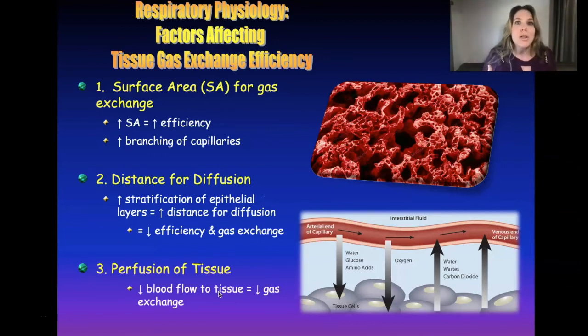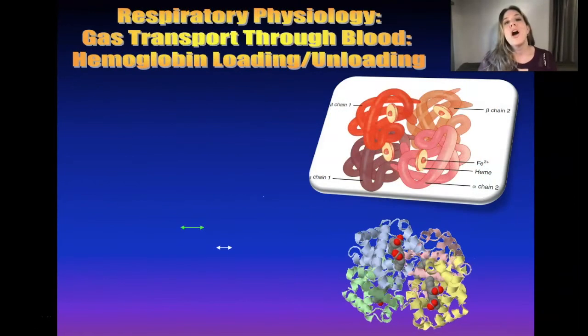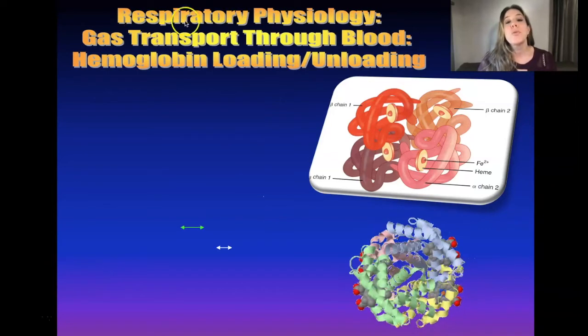So for example, this could happen if you had something really tight on your arm, cutting off the blood flow to those tissues. Eventually, if that goes on long enough, those tissues are going to die because they're not able to get the gas exchange. So we want to make sure we are able to get oxygen into the tissues and carbon dioxide out.